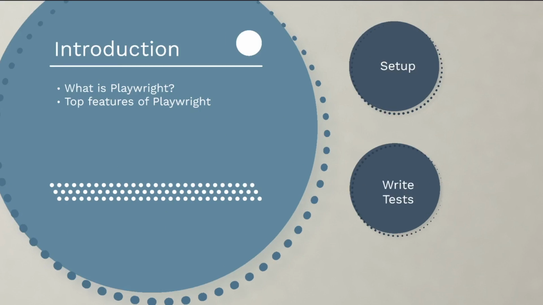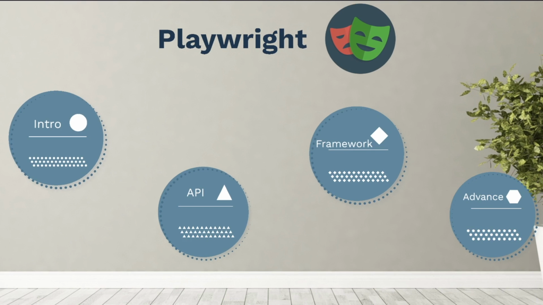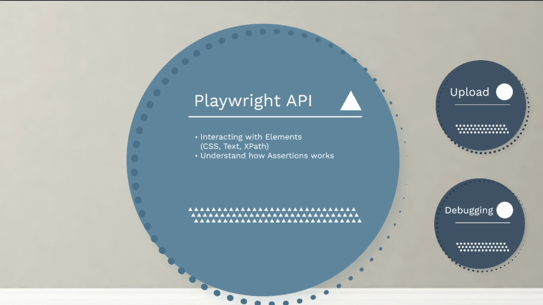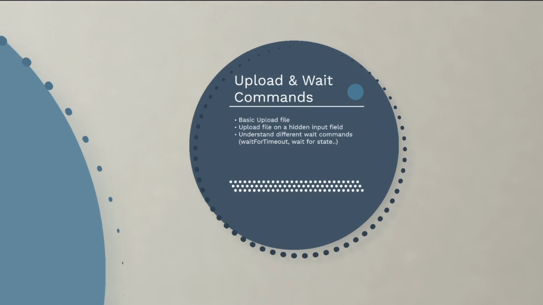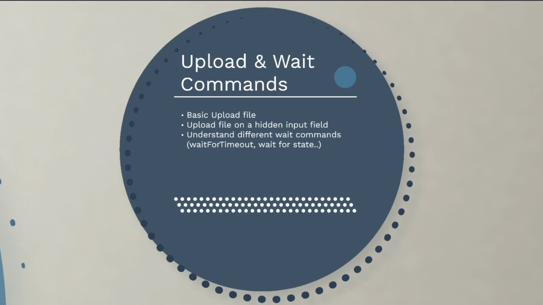Once we have learned the basics of writing tests, we will move on to learning more about Playwright APIs. We will cover how to interact with different elements using different locator methods such as CSS, text, and XPath locators. Since we will be writing tests, we will also need assertions, so we will understand how assertions works in Playwright. And then we will jump onto a different topic, that is how to upload files with Playwright.